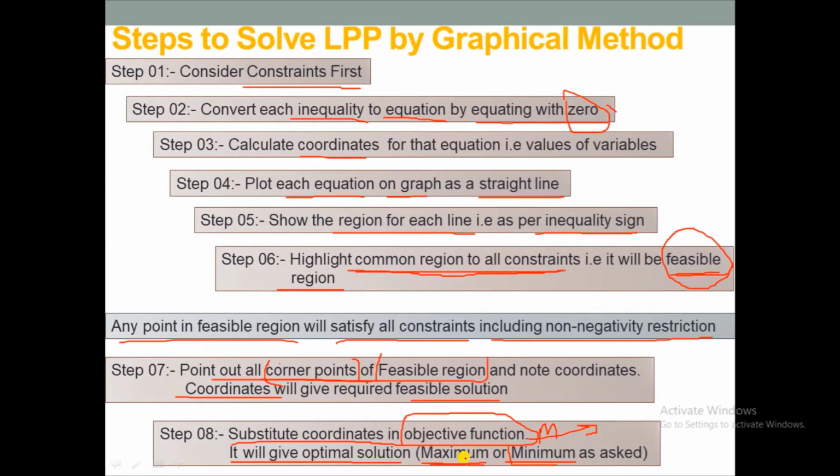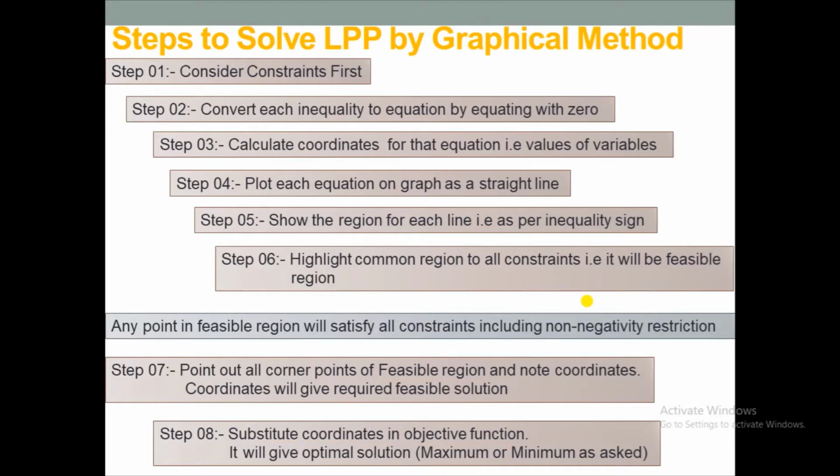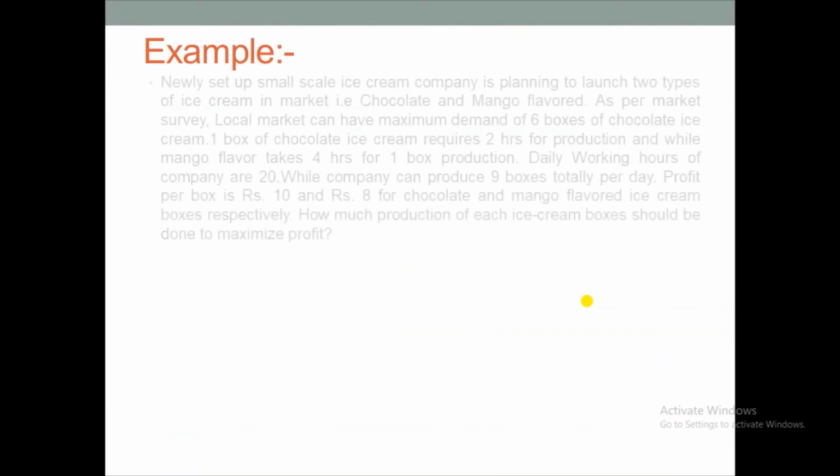If your objective function is maximization type, we will select the maximum value from our obtained solution. So these are the common steps which are required to solve any type of graphical problem. Now we will solve problems by using these particular steps. Let's take the first problem.